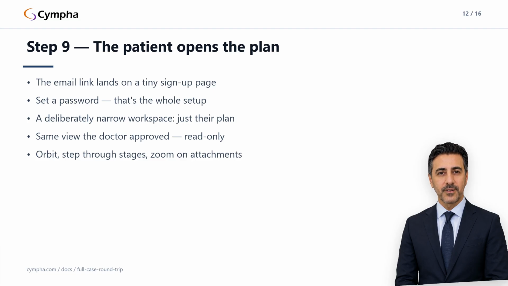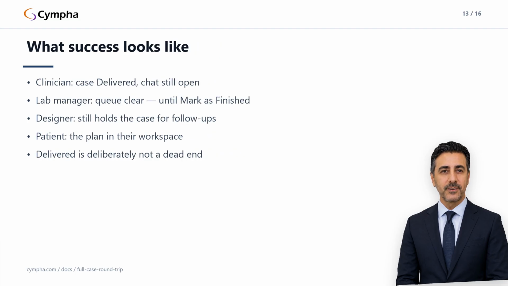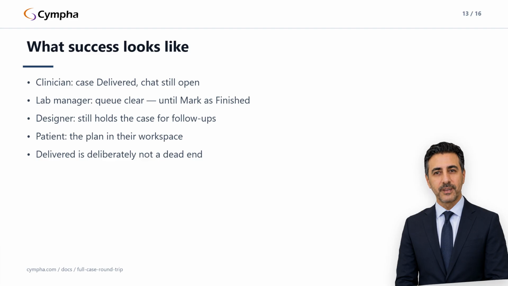Here's the end state across all 4 parties, and it's worth checking each one, because each sees something different. The clinician sees the case with status delivered, digital categories advance there automatically on the final approval, so nobody has to remember to move it. They also see an entry under My Patients. If they enrolled a patient in ortho monitoring, there's a separate guide, How to Enroll a Patient in Ortho Monitoring, for that. And the chat thread with the lab is still open if they need follow-up.